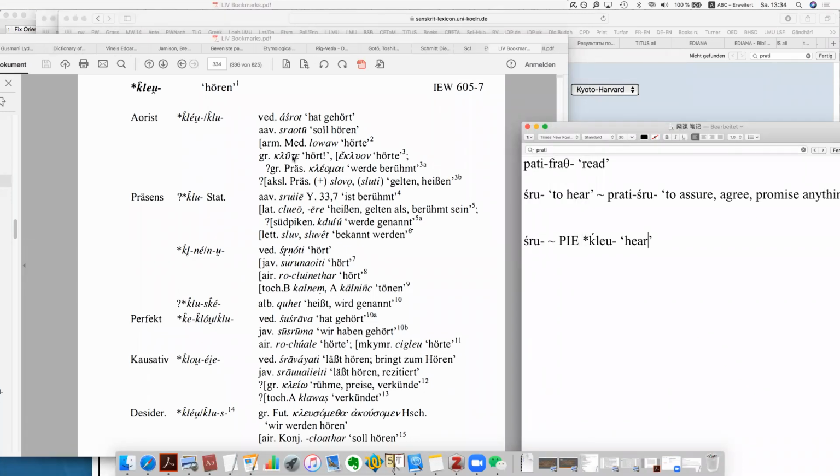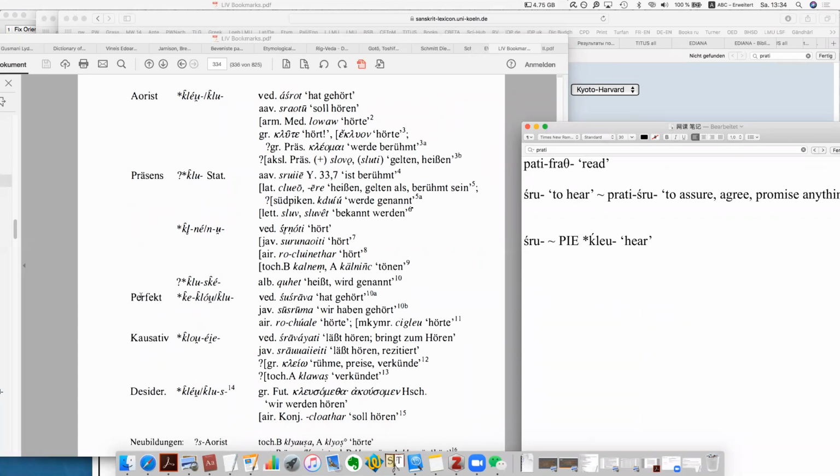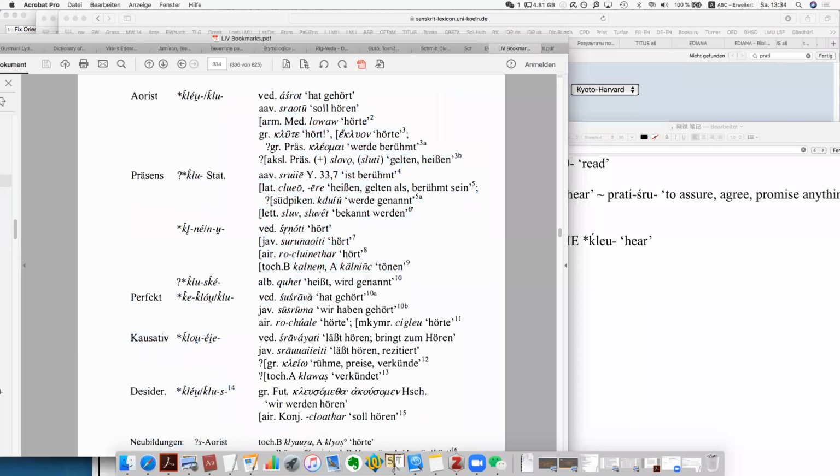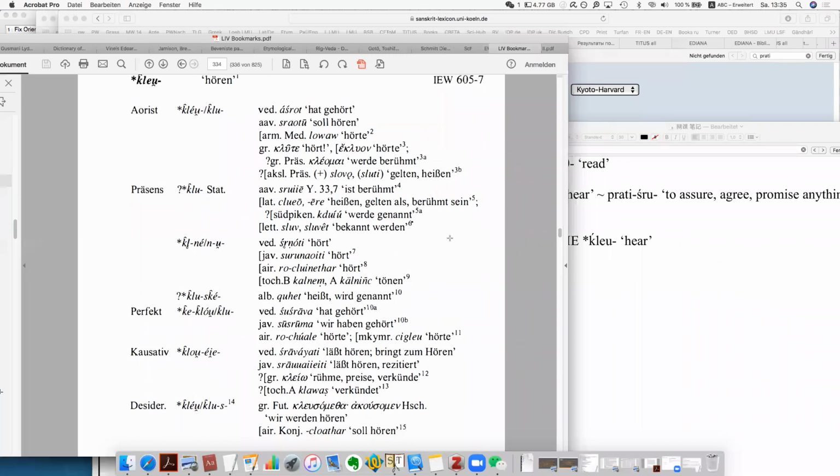And you find it in Greek. In Greek, it's called klute, and you have it like the perfect, su shrava, means he has heard, right? But take a look. There's something very interesting. Let's check this form.